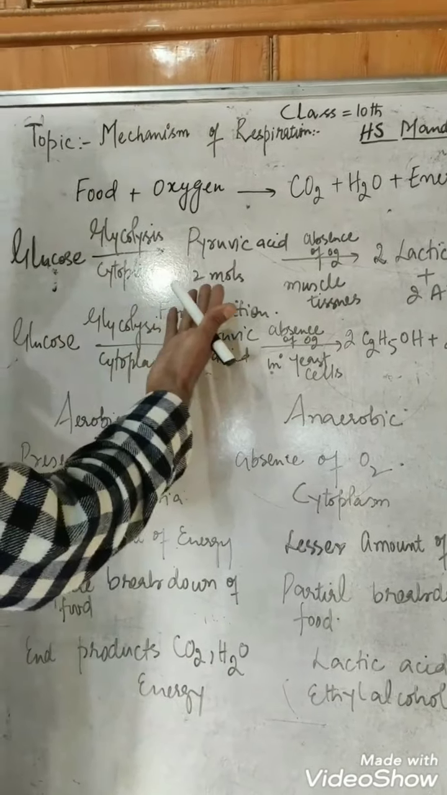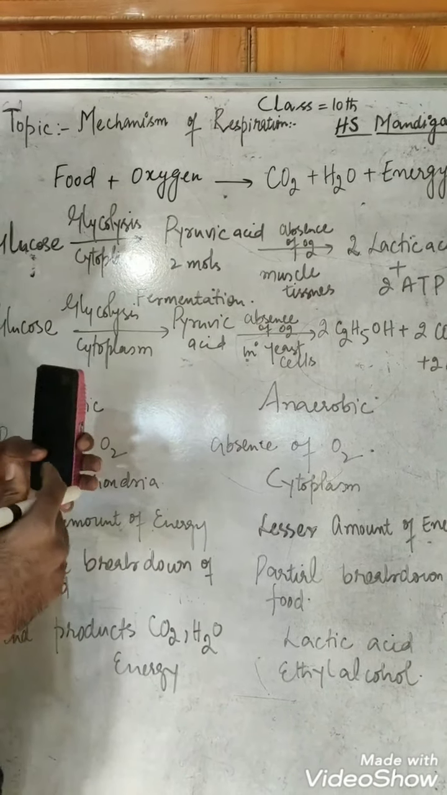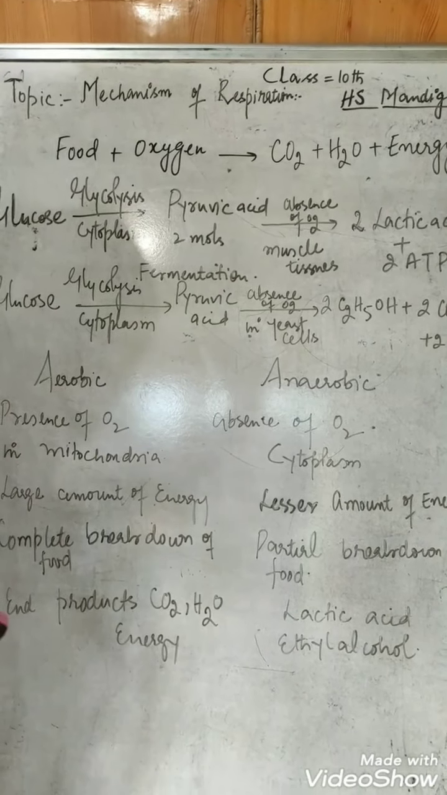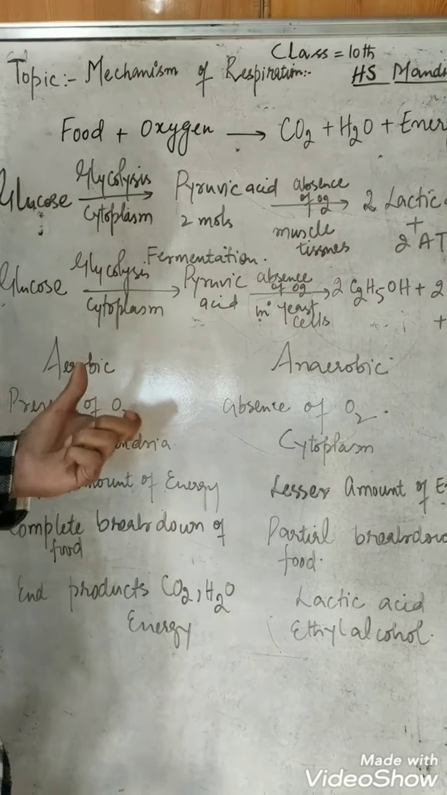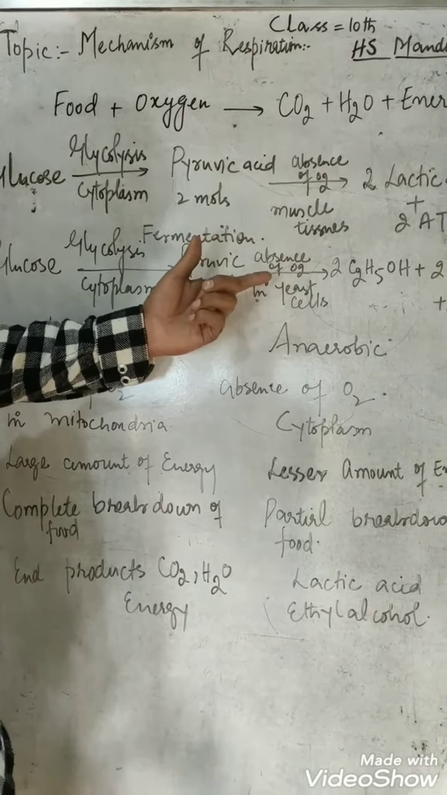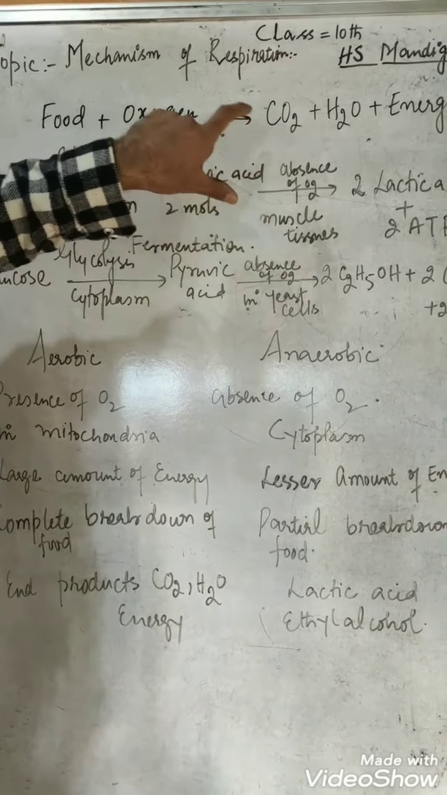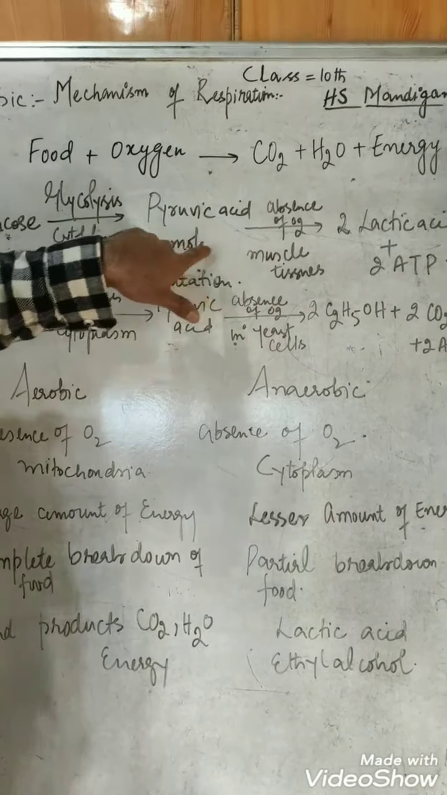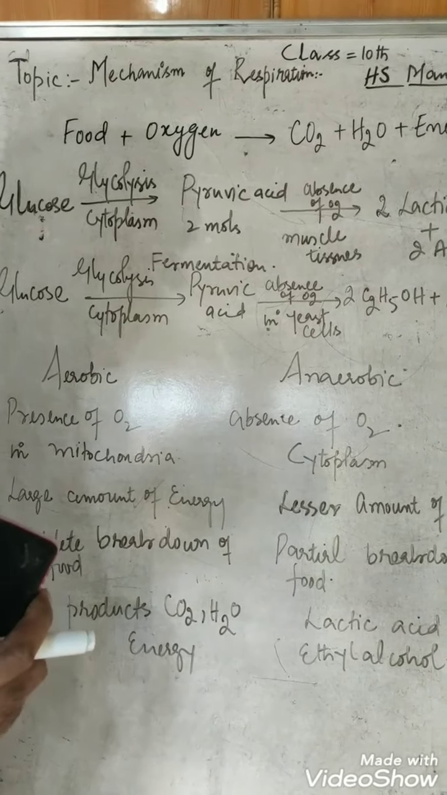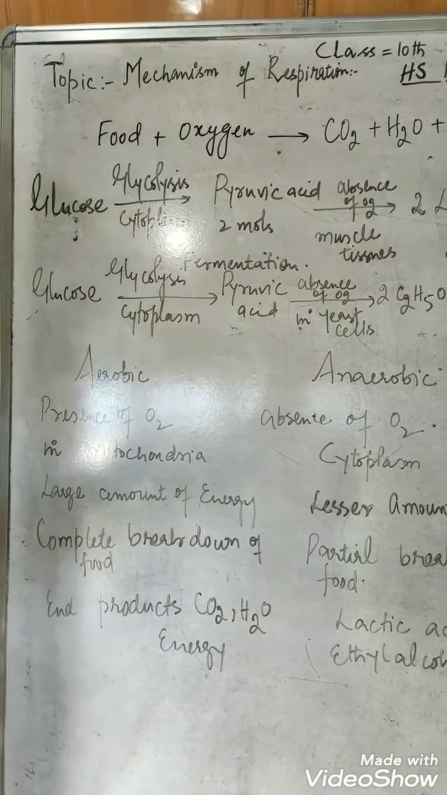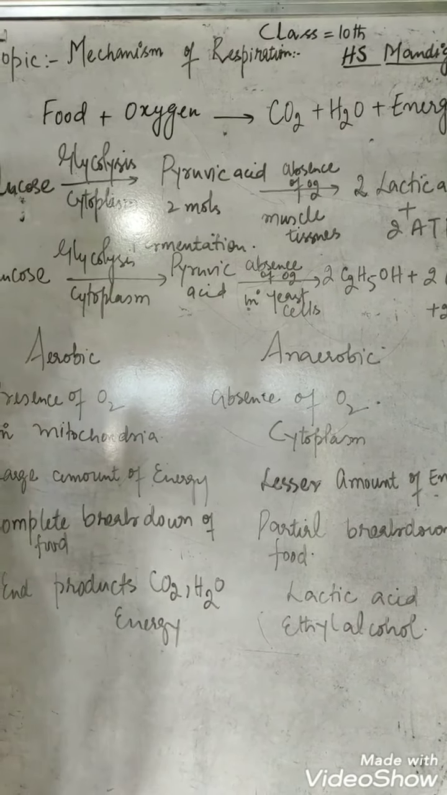Now, what happens during the absence of oxygen? Sometimes during vigorous physical exercise, our blood cannot supply oxygen to our muscle tissues. So what happens that time? We feel the scarcity of oxygen, and the pyruvic acid molecules are converted into lactic acid, and this lactic acid accumulates in our muscle cells, and we feel fatigued. Till the time lactic acid is not removed, we feel fatigued.